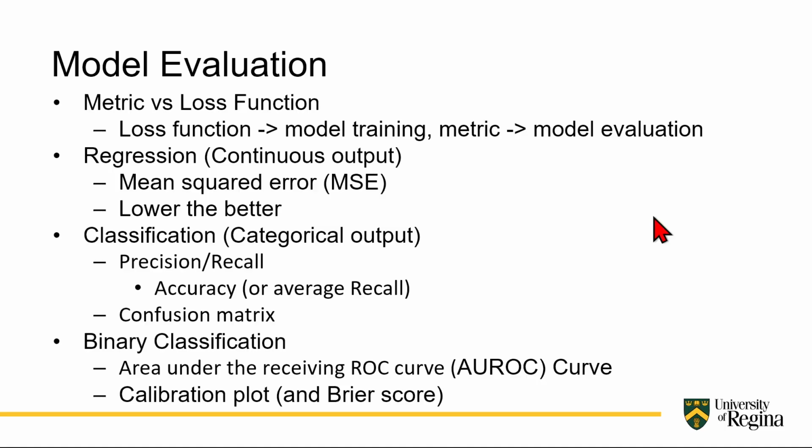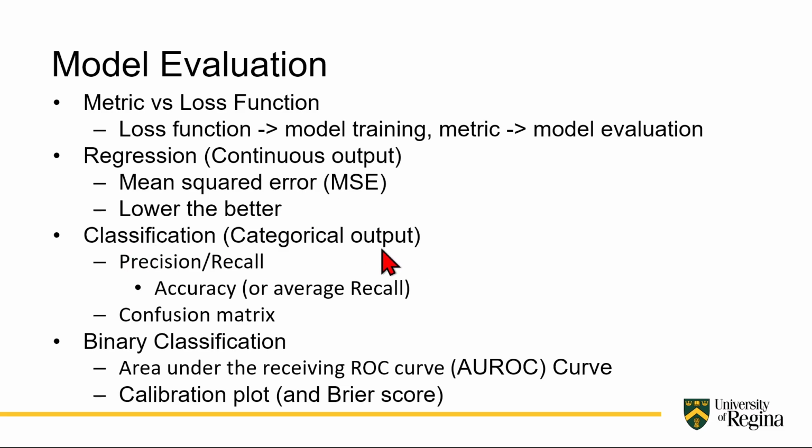For model evaluation, we either use some loss functions during the model training or use some metrics at the end of training. So metrics are used for model evaluation. An example of a metric and a loss function is mean squared error for regression models. In this case, the lower the better, so we have less error.